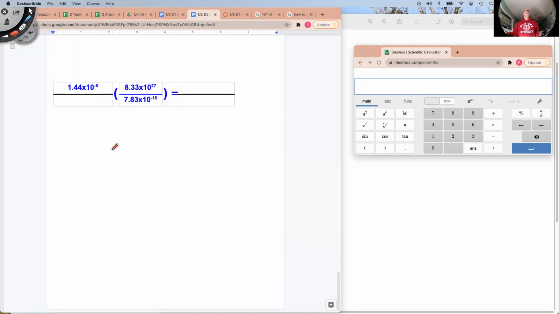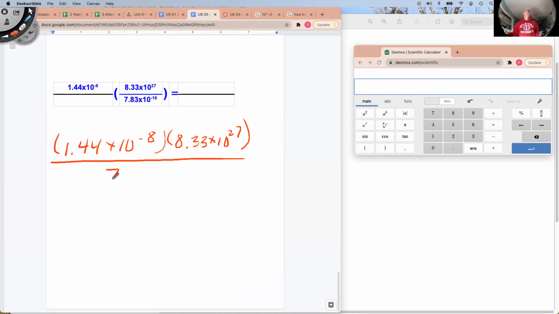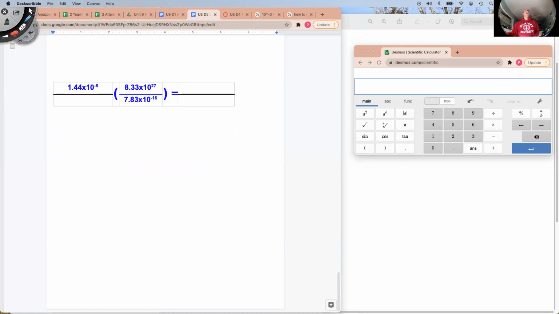All right. So when we have this written out, this is going to say 1.44 times 10 to the negative 8th power times, well, people are like, what? 8.33 times 10 to the 27, all divided by 7.83 times 10 to the negative 16. All right? Mr. P, what if there was a number here? Oh my gosh, that's a great question. That's just what I was about to do.